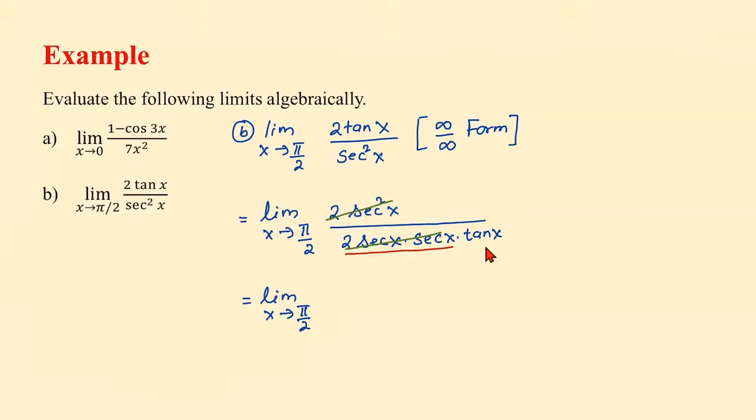And cotangent x is same as cosine x over sine x. Now we can perform direct substitution here, because if you plug in pi over 2, cosine pi over 2 is 0, and sine pi over 2 is 1, and 0 over 1 is 0. So that is the limit for part B. And here we use L'Hopital's rule to evaluate that limit.